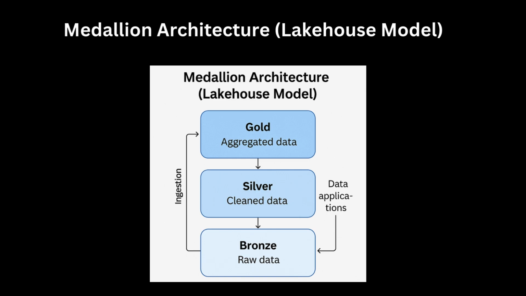1. Bronze layer, raw data. Purpose: ingests raw, unprocessed data from various sources, for example logs, IoT devices, databases, APIs. Characteristics: data is stored in its original form, JSON, CSV, Parquet, etc. Contains duplicates, inconsistencies, and possibly corrupt records. Retains historical data for traceability. Example, streaming clickstream data from a website.